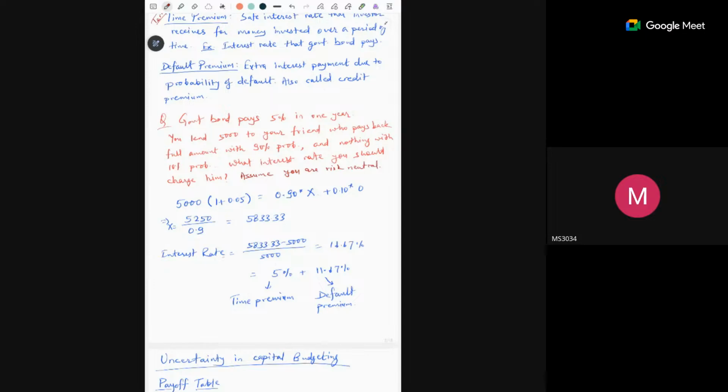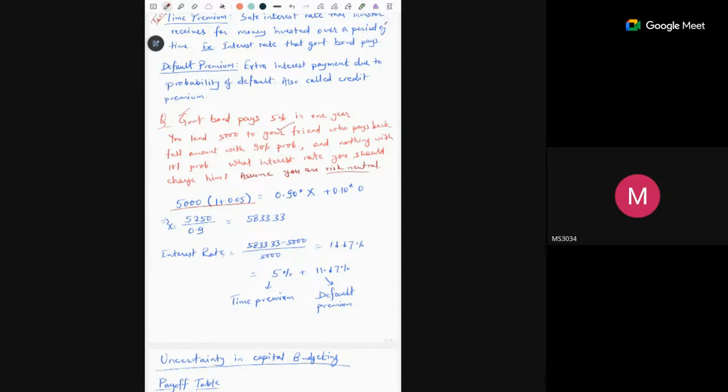Now you should have the same expected outcome in both cases, whether you are investing in government bonds or lending to your friend, because we are assuming that you are risk neutral. If we use that concept, then we can calculate how much higher you should charge, just because there is a chance of default when you are lending to your friend. So when you are investing in government bonds, this is your expected outcome in 1 year.